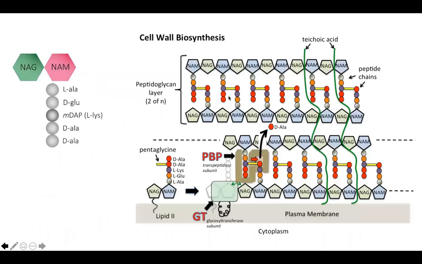So when you look at the interlinkage, you can see that the linkage usually happens from the D-alanyl of one chain to the other chain. So the D-alanyl, D-alanine linkage. And so the beta-lactam ring will mimic that ring.